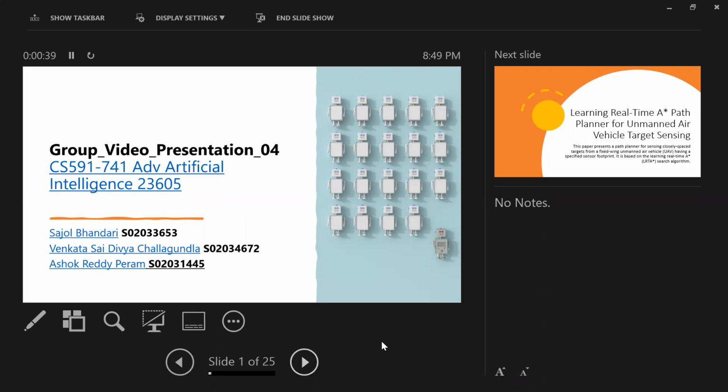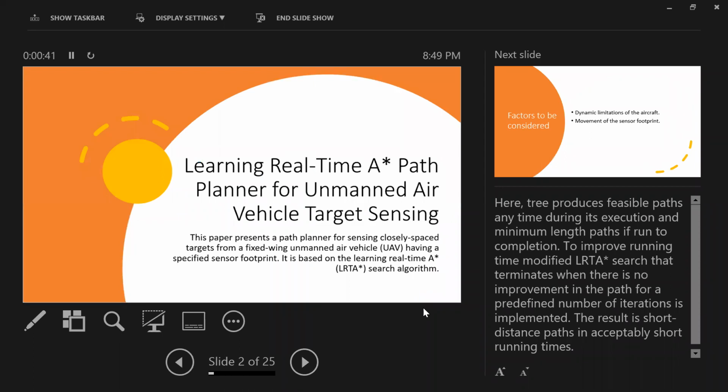Talking about our presentation. In this part, it was given to us to read two papers, and the first paper was titled "Learning Real-Time A-Star Path Planner for Unmanned Air Vehicle Target Sensing." This paper presents a path planner for sensing closely spaced targets from a fixed wing unmanned air vehicle, in short, we call it UAV, having a specified sensor footprint.